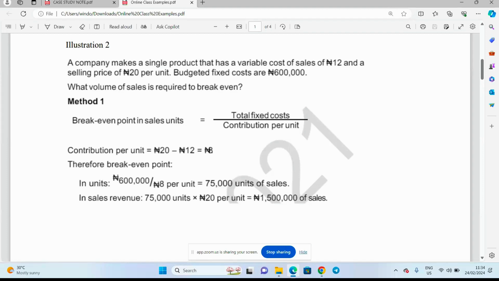So there are several methods of doing this, but the easiest one, if you are given this kind of scenario, what is the method for breaking even? It will be total fixed cost divided by what? Contribution per unit. How do you get contribution per unit? Selling price, which is 20 naira, minus variable cost, which is 12 naira. We give you what? Contribution. I told you how to calculate contribution per unit before now. So this is it. Selling price per unit is 20 naira. Variable cost per unit is 12 naira, which gives you what? As contribution per unit. So your break-even point will be 600,000 naira divided by 8 naira. At the end of the day, naira will cancel naira. Yes or no?